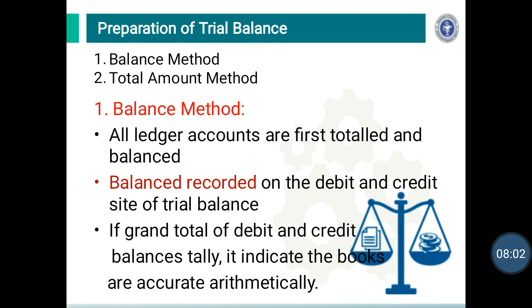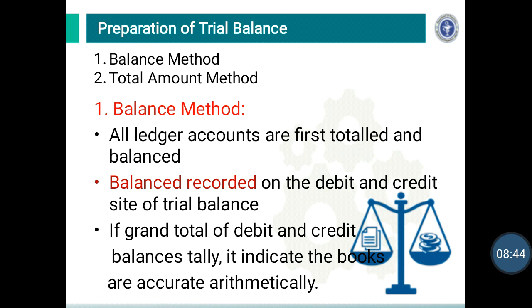The next is the method of preparation of trial balance. Trial balance may be prepared by using two different methods. So these two different methods are the balance method and the second one is the total amount method. So first we discuss the balance method. In this method, all ledger accounts are first balanced. This is done immediately after postings have been made from the books of original entry. So here first all accounts get tallied and balanced.